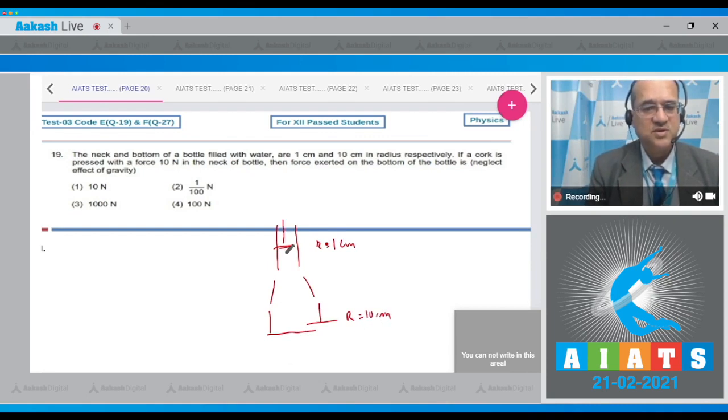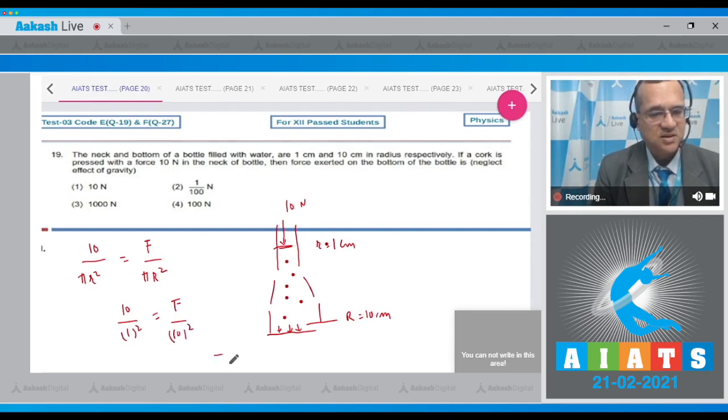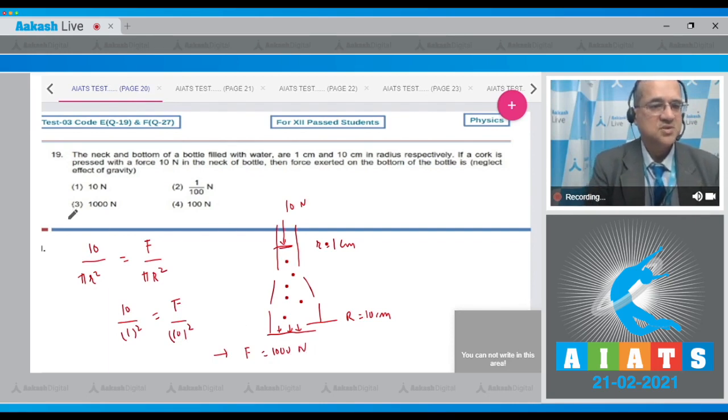Now when you apply force on this one, on the liquid, the force is 10 Newton applied. By the pressure concept, by Pascal's law, the same pressure is transferred to the bottom, and the pressure is 10 divided by pi r square, and this becomes F at the bottom, and the area is equal to pi into capital R square. So pi cancels out. So 10 divided by r square, that is equal to 1 square. I take the same unit on both sides, F divided by 10 square. Therefore F becomes equal to 1000 Newton. So your correct option is the third one.